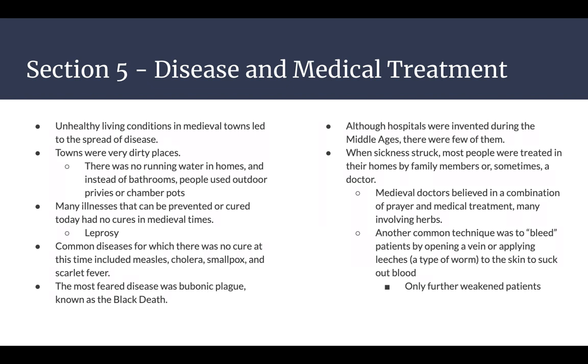Many illnesses that can be prevented or cured today had no cures in medieval times. An example of this is a disease called leprosy, which is a disease of the skin and nerves that causes open sores. Because leprosy can spread from one person to another and can cause death, lepers were ordered to live by themselves in isolated houses, usually far away from towns. Some towns even passed laws to keep out the lepers or the people that suffered from that disease.